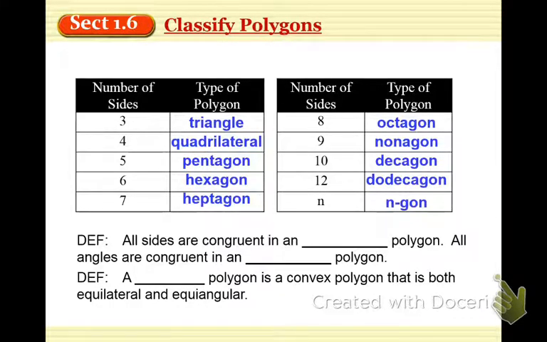Commit these to memory because this will be on the test, some type of multiple choice or true-false type question. They'll ask you one of these, okay? What is a seven-sided shape called? You're going to know it, heptagon.